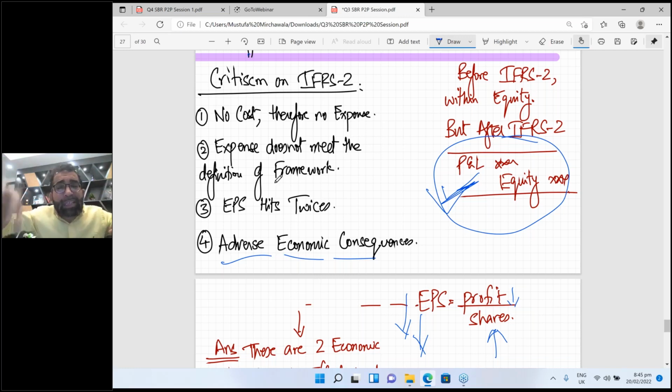Plus, the company issuing shares is not reporting faithfully, not following faithful representation. Just think. So without this IFRS, there were more adverse consequences. So that's why the Board said this is an excellent standard. Did you understand?